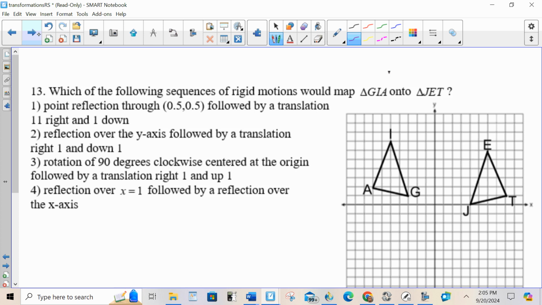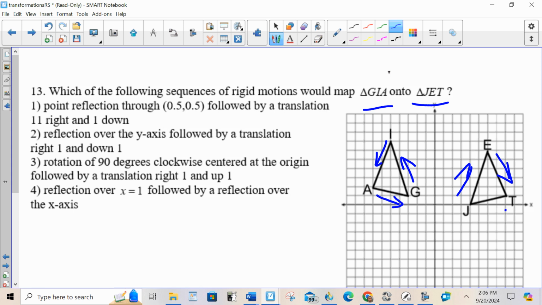Identifying sequences of rigid motions, you're responsible for, both multiple choice and open response. First step, check for orientation. If at this point you still don't know you're supposed to check for orientation, that's the problem. That stinks.